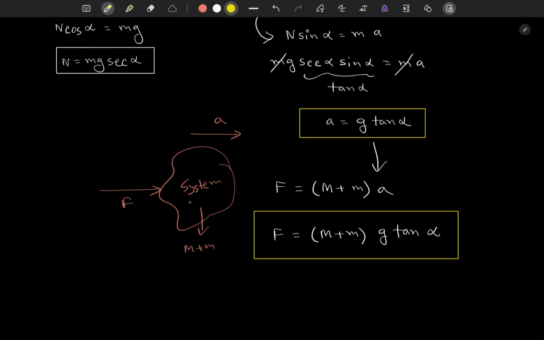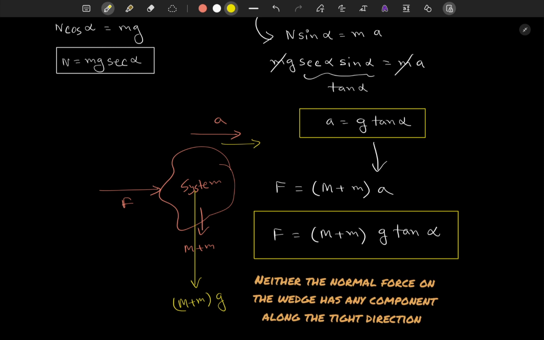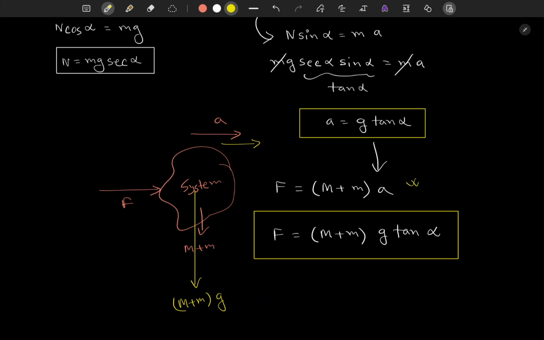Another thing to note: there is weight acting down, (m plus M) into g, but this has no component in the right direction, so it does not affect this equation at all.